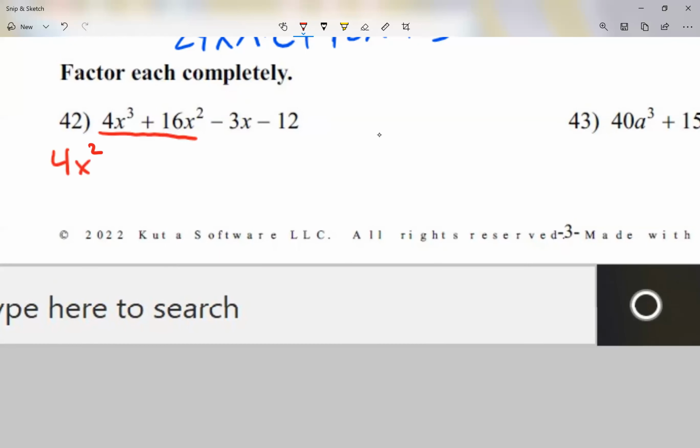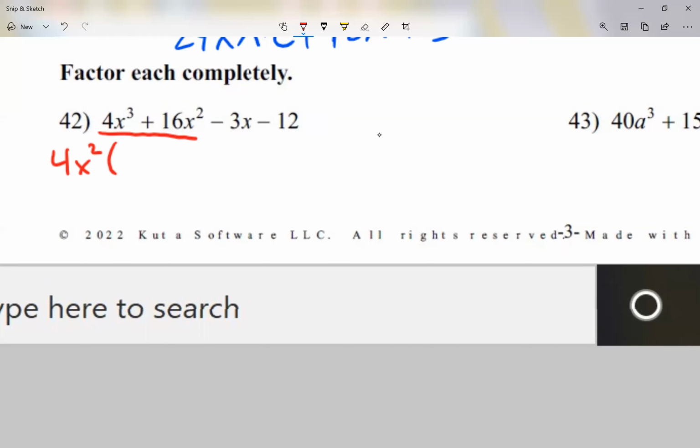Letter-wise, I can remove x squared. The first term has 3 x's, the second term has 2 x's, so that means I can take 2 out of each. So let me open my parentheses. Let me divide each number by 4, and let me take 2 x's away from each.